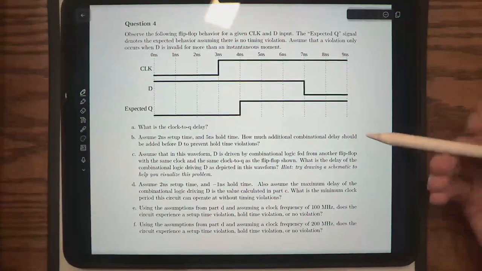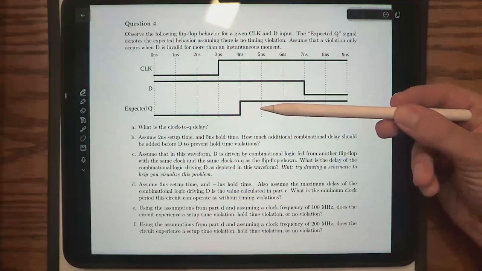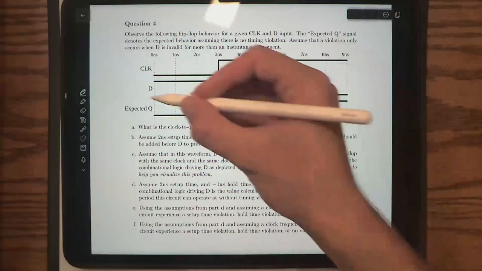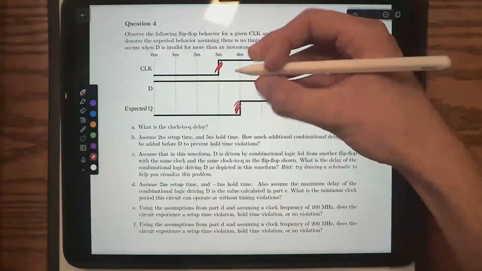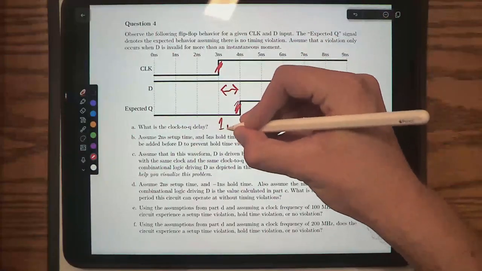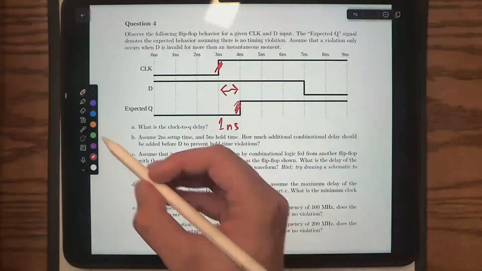Okay, so first question. What is the clock to Q delay of this? It's just the clock signal right here to Q, just 1 nanosecond. Okay, done. Next, assume 2 nanosecond setup time, 5 nanosecond hold time.